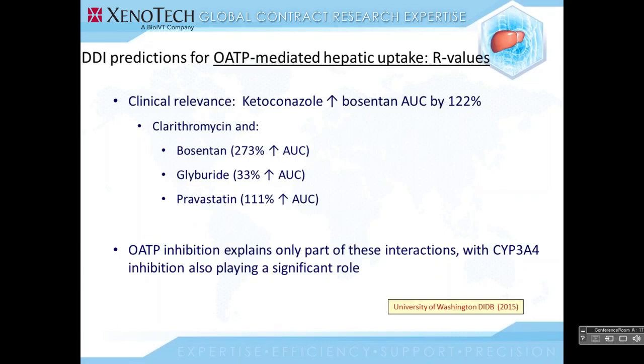What we need to keep in mind is that OATP inhibition likely only explains part of these interactions, as we know that CYP3A is also inhibited by these compounds and could be playing a significant role. So it's important to note that all of these DDI interactions between the transporters, the victim drug, and the known inhibitor are complex. A number of processes are likely taking place here that need to be taken into account when we determine the best inhibitor for a clinical study.